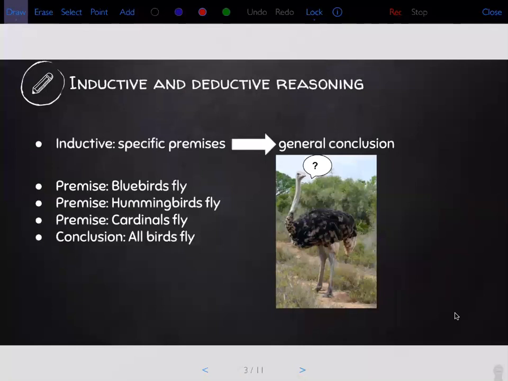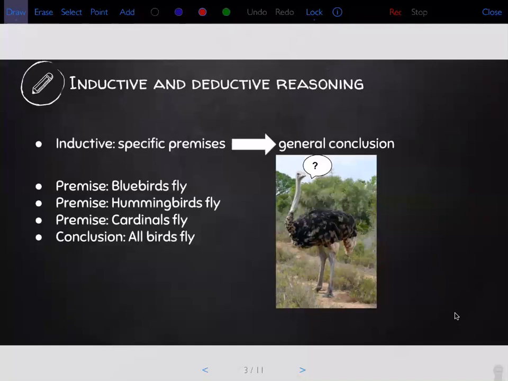So inductive reasoning is kind of like how my daughter sees the world. She observes a lot of specific things, and then based on all of those observations, she makes some sort of general conclusion. So this is a really good one. We have a couple premises here. Bluebirds fly, hummingbirds fly, cardinals fly. And so you can imagine seeing all these different birds fly, then you come to this conclusion that all birds fly, right?